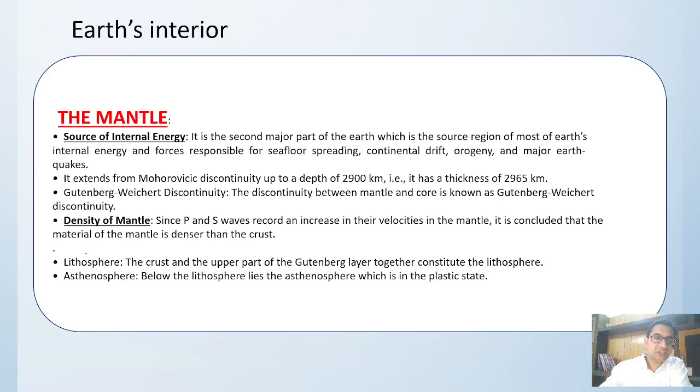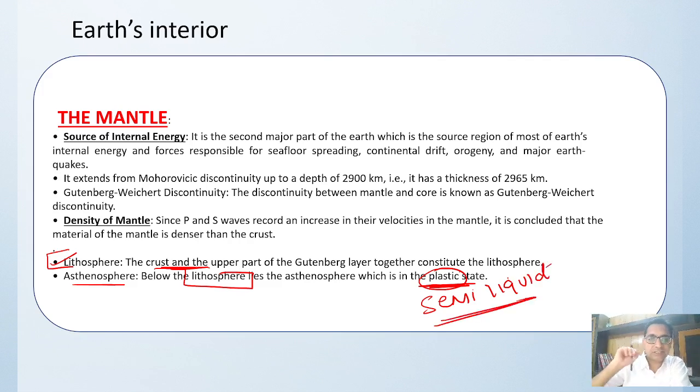Now there is a further division: lithosphere. We have already done this, lithosphere is the upper part, the crust. Lithosphere is the crust and asthenosphere is below lithosphere, and it is in a plastic state. Plastic means it is semi-liquid in state. Lithosphere we call the crust, that is the upper part up to the Gutenberg layer. Till there we have lithosphere. And below that, where the lithosphere is ending, we have asthenosphere, which is plastic, semi-liquid, and from there we can say that the mantle has started.